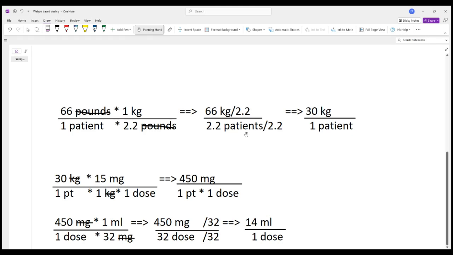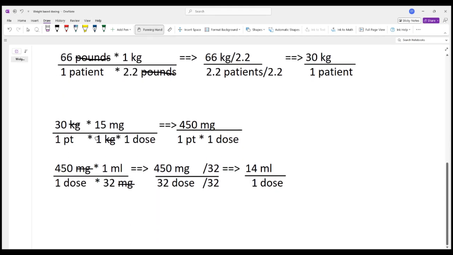But what I do down bottom, I have to do up top, or else I'm going to change things, right? I don't want to change anything. I can change the window dressing. I could change what it looks like, but I don't want to change what it actually is. All right, so I divide 66 by 2.2 and I get 30 kilograms, right? So my 1 patient, Susie, weighs 30 kilograms.